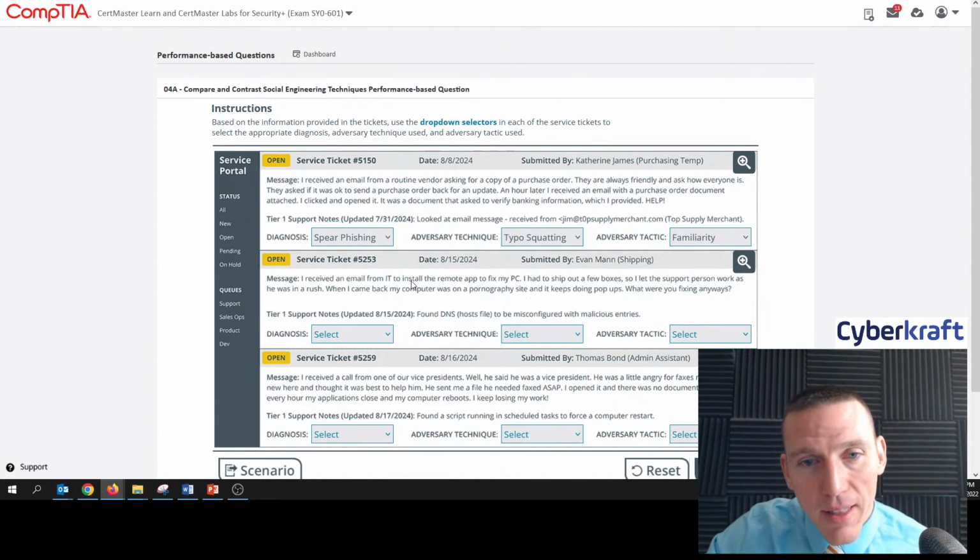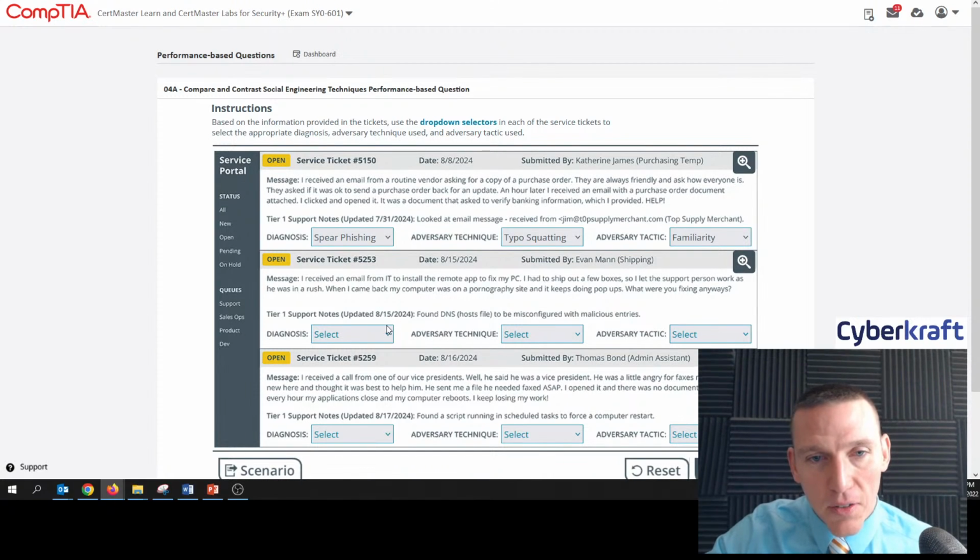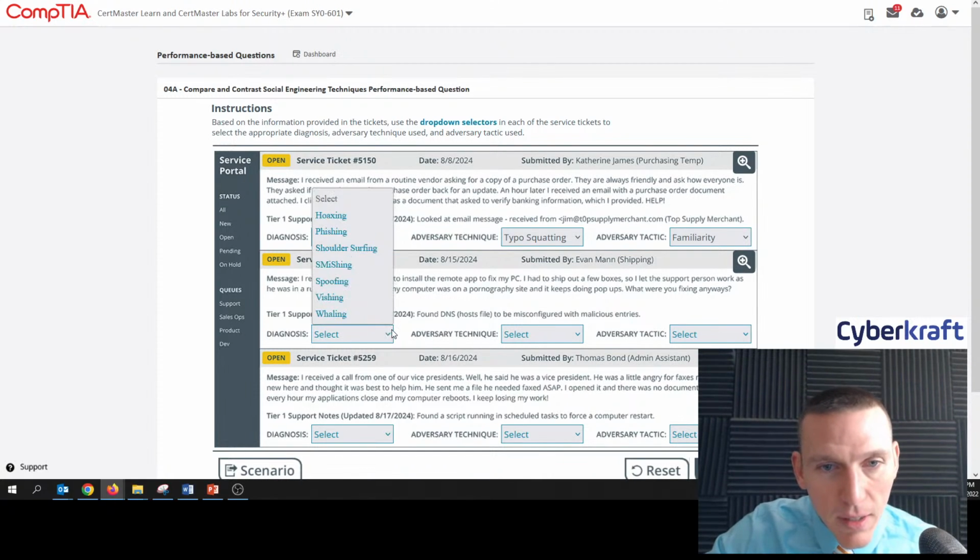Okay, he says the remote app. So that's an indicator there of one thing. It's telling us that he thinks that this is common. So if he thinks this is commonplace, then he was tricked in some way. Okay, so he received an email from IT. So let's take a look. These are slightly different than these.